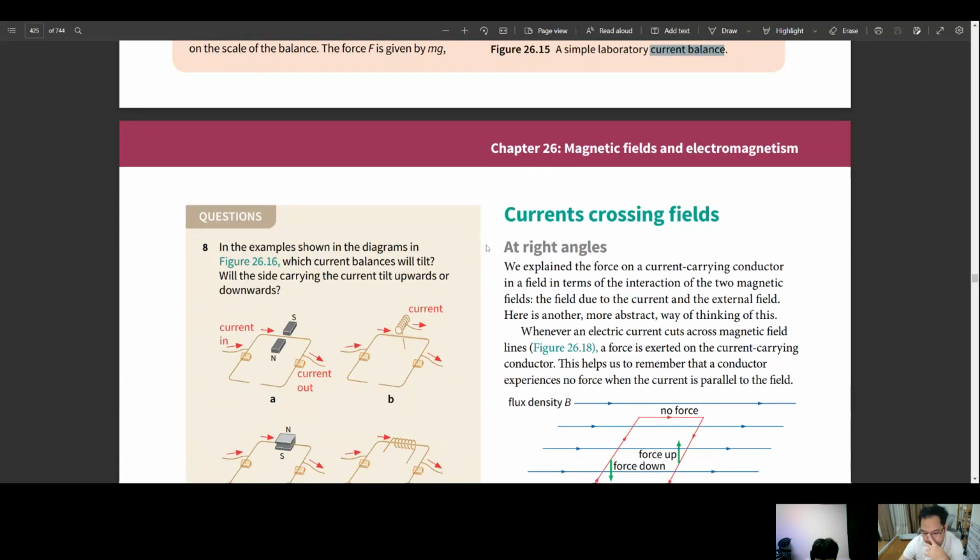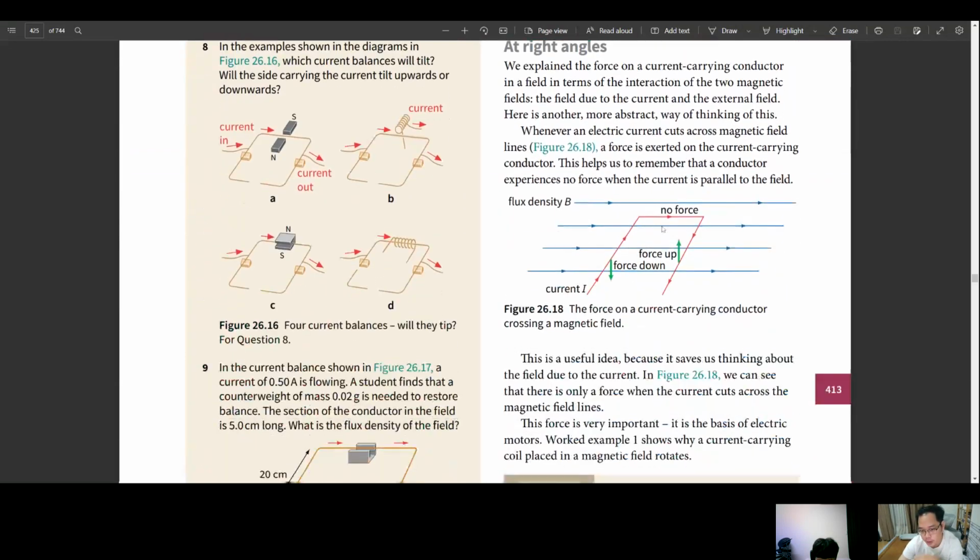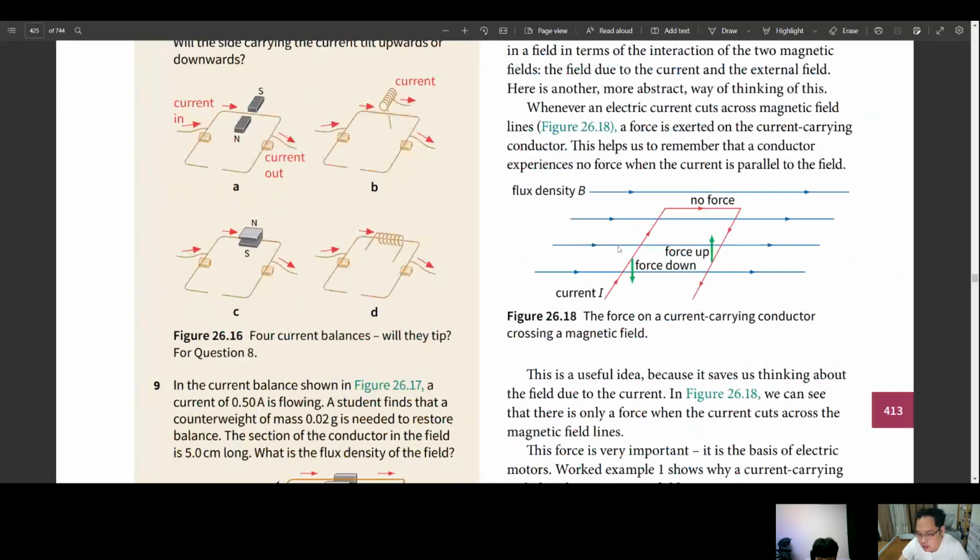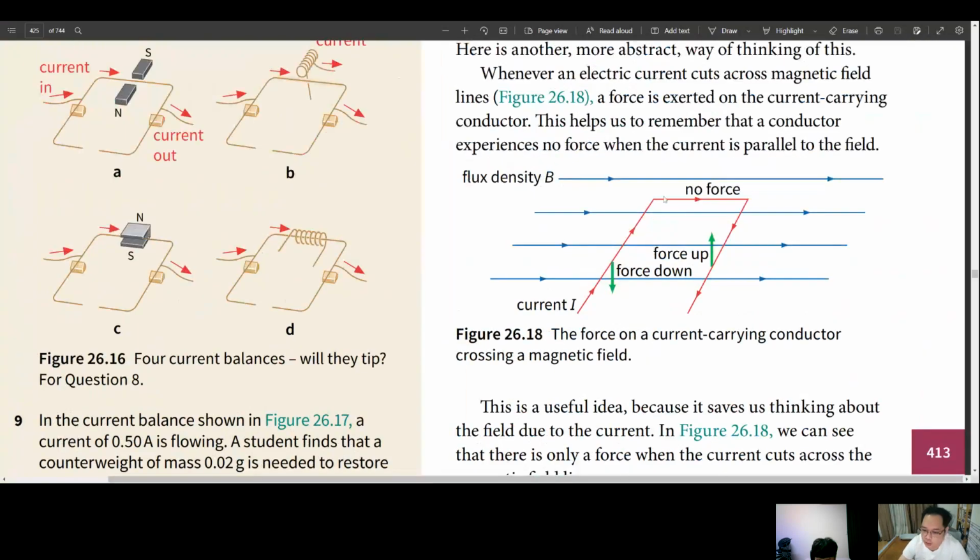Okay, current crossing field. When the current is in the same direction, parallel with the field, the angle is 0, sine 0 is 0, so there is no force acting on this part of the current in parallel with the field. But the other two parts of the current at right angles to the field, on left and right, experience two forces, up and down, because the direction of the magnetic force depends on the direction of the current, which is described in the left-hand rule.